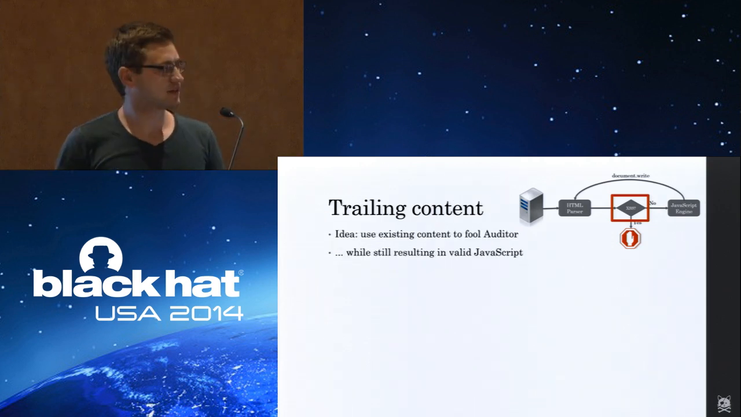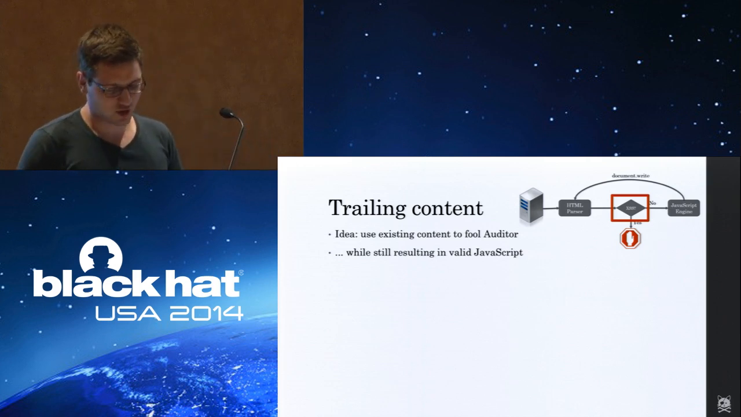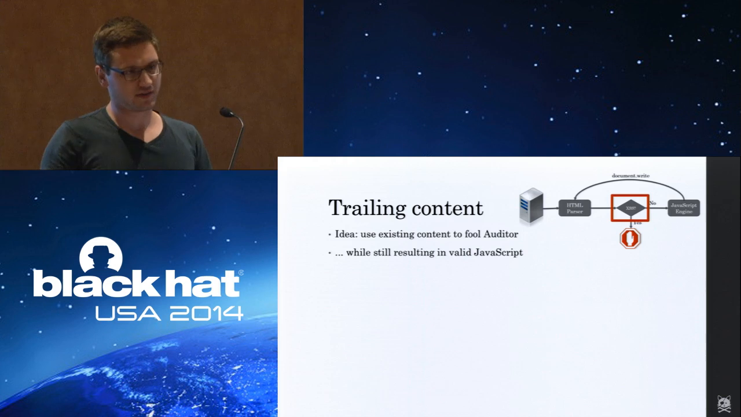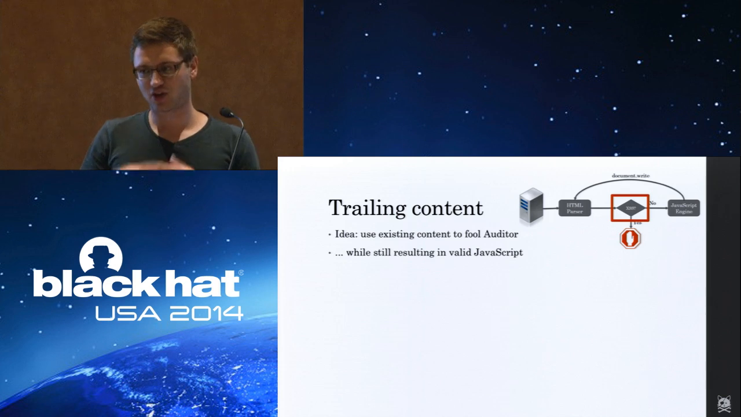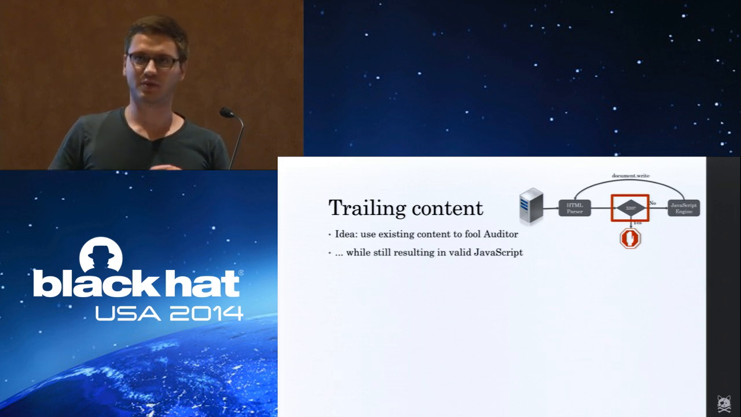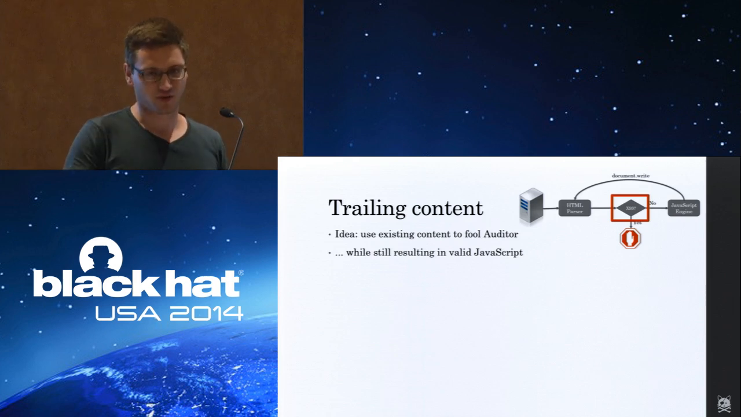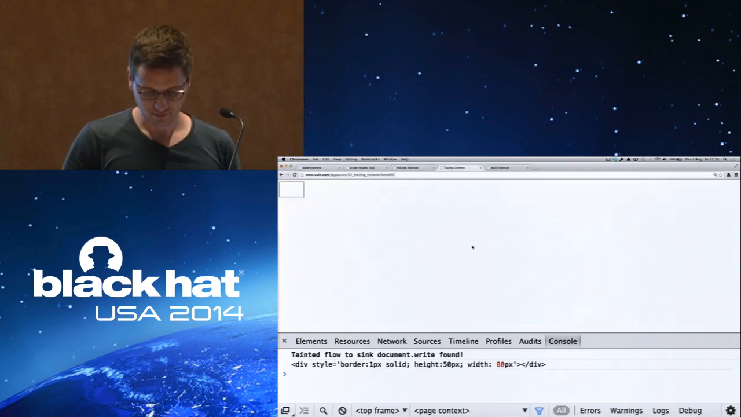Then something that is kind of similar is a class we call trailing content. The idea here is to use existing content that is out there in that page to fool the auditors. So you inject something, but there's more stuff behind that. The key is you want a payload that will be executed. So you don't want to have a parsing error, but again, you don't want to be found either. So let's look at another demo here.